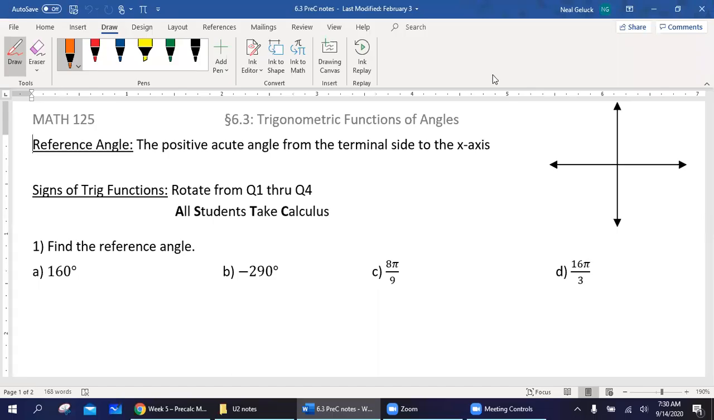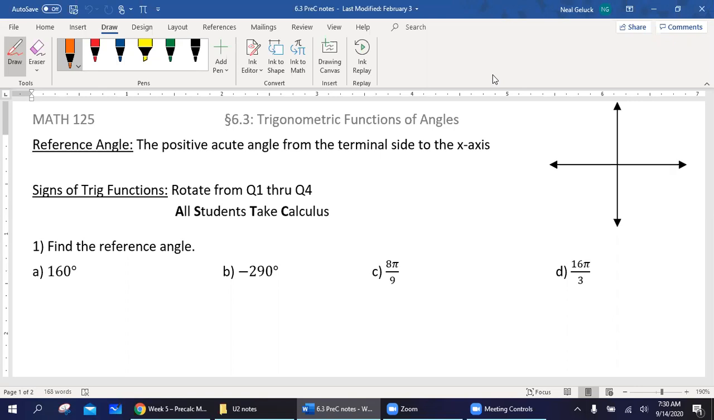All right, for the 6.3 notes, we're going to build towards figuring out the trig functions for some angle. We're going to be using the unit circle and all that fun stuff and using our special right triangle rules as well. But before we get to that, we have to know a little bit about reference angles.